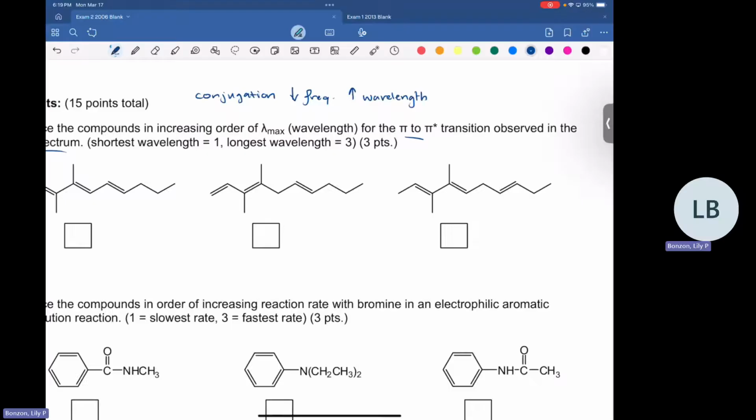And so there's a specific number for conjugation and additional R groups. So I think conjugation adds about 40 nanometers for the wavelength, and additional R groups on the double bond, I think it's about 5 per group.